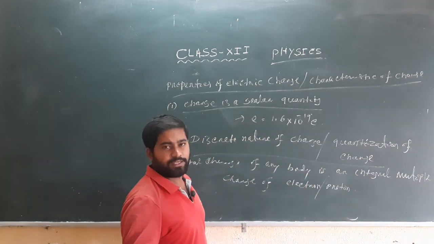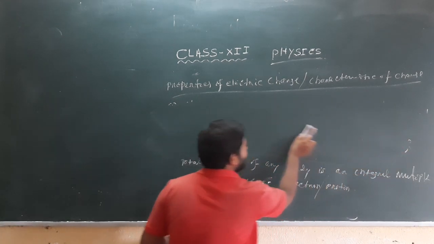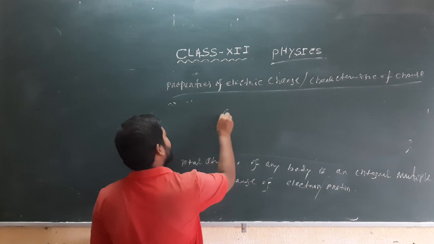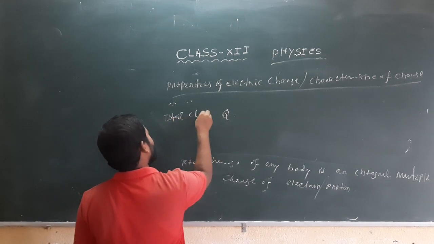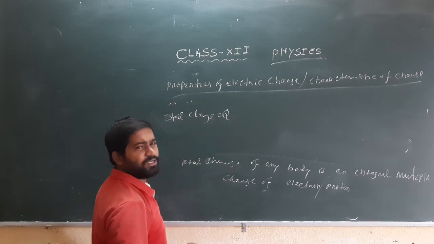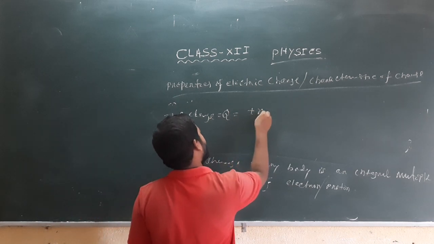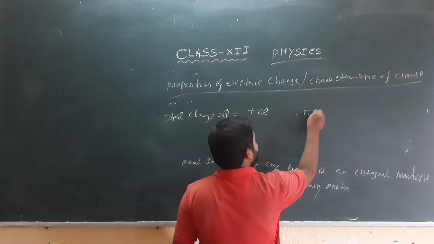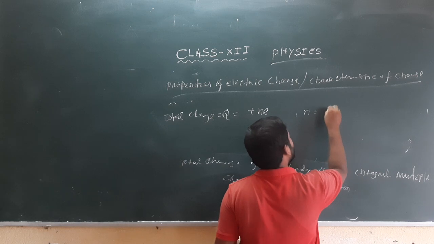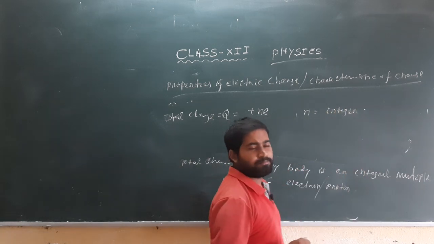Okay. So that's why the total charge of any body is written as, if I consider the total charge of any body as Q, the total charge of any body will be plus or minus Ne, where N is an integer.